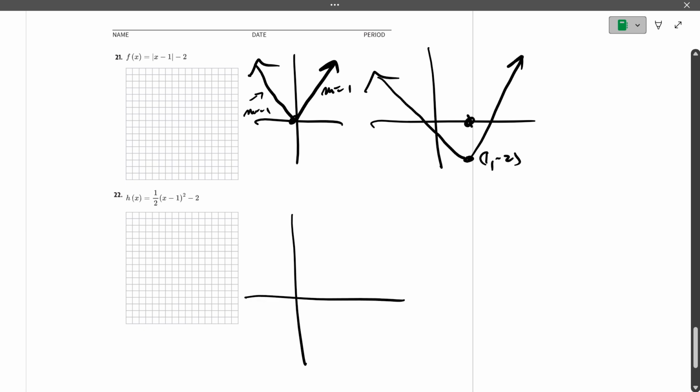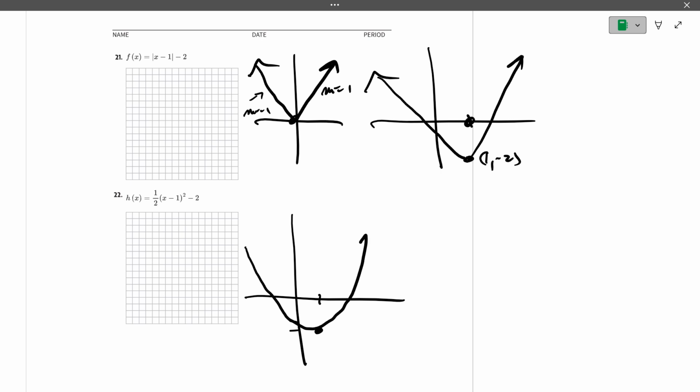Okay, this guy, my ordinary x squared, the vertex is at the origin. This goes over 1, down 2, so I'm right in here. And then I've got a half, which is going to widen out my parabola quite a bit. So it would be kind of like that. And my x-intercept on this side will be 3, and on that side will be -2.